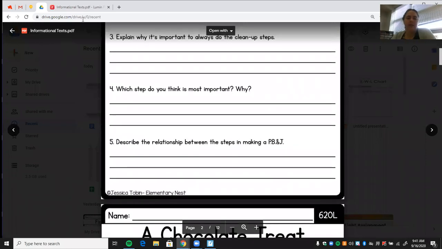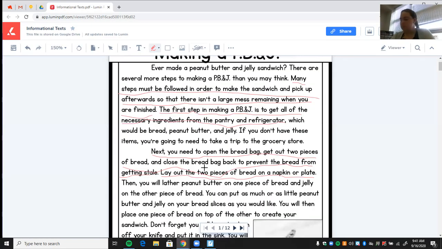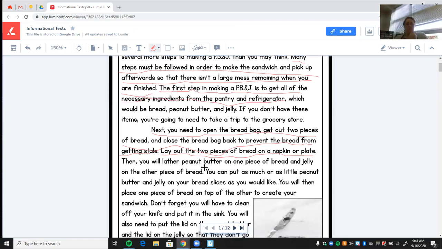Which step do you think is the most important and why? What do you think is the most important? Go ahead and write your answer in your notebook. Which step do you think is the most important? I think the most important step for me would be to get all our ingredients, because if we don't get our ingredients, then we can't make a sandwich and then we can't do anything. So for me, that's the most important step. But for you guys, it may be something different, and that's okay. All right, let's look at number 5.